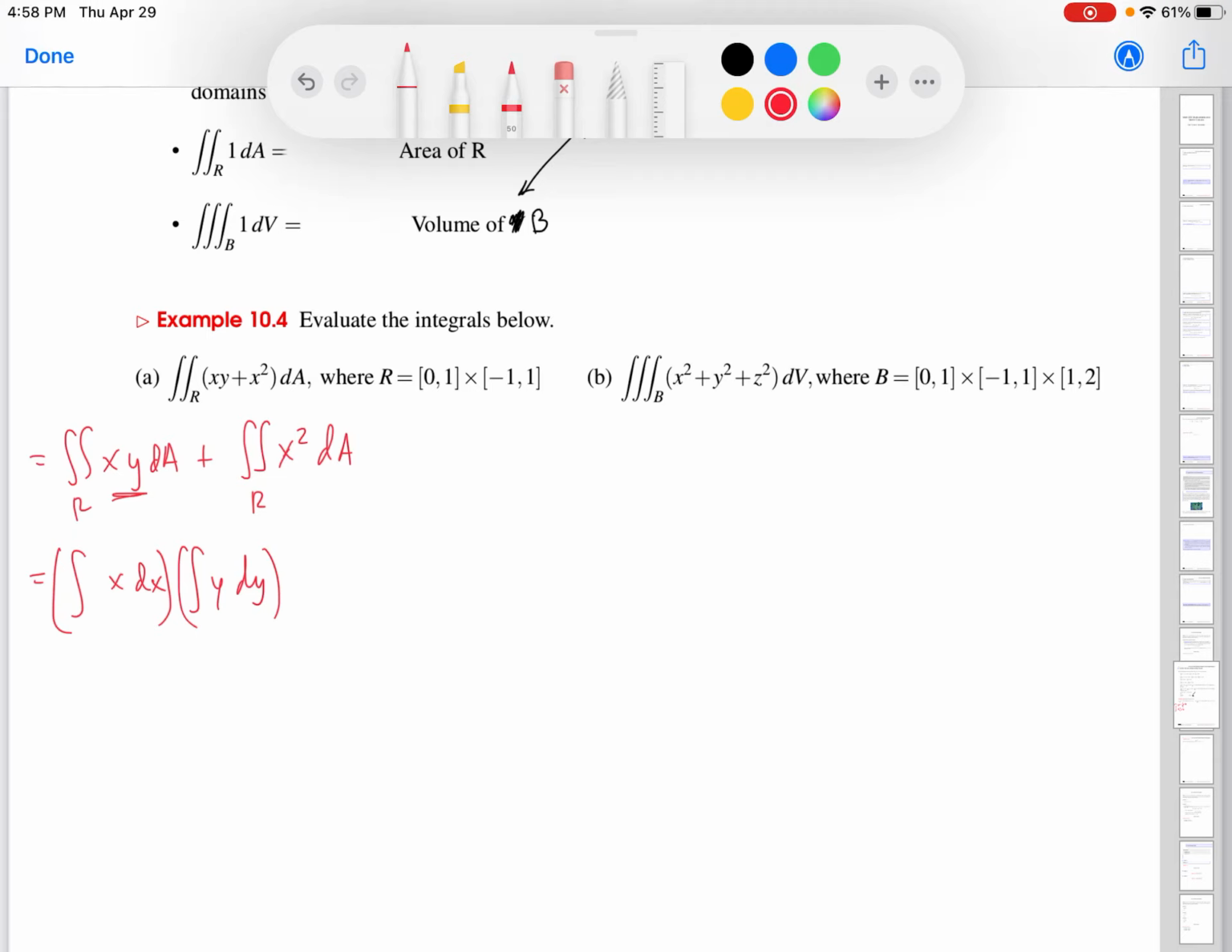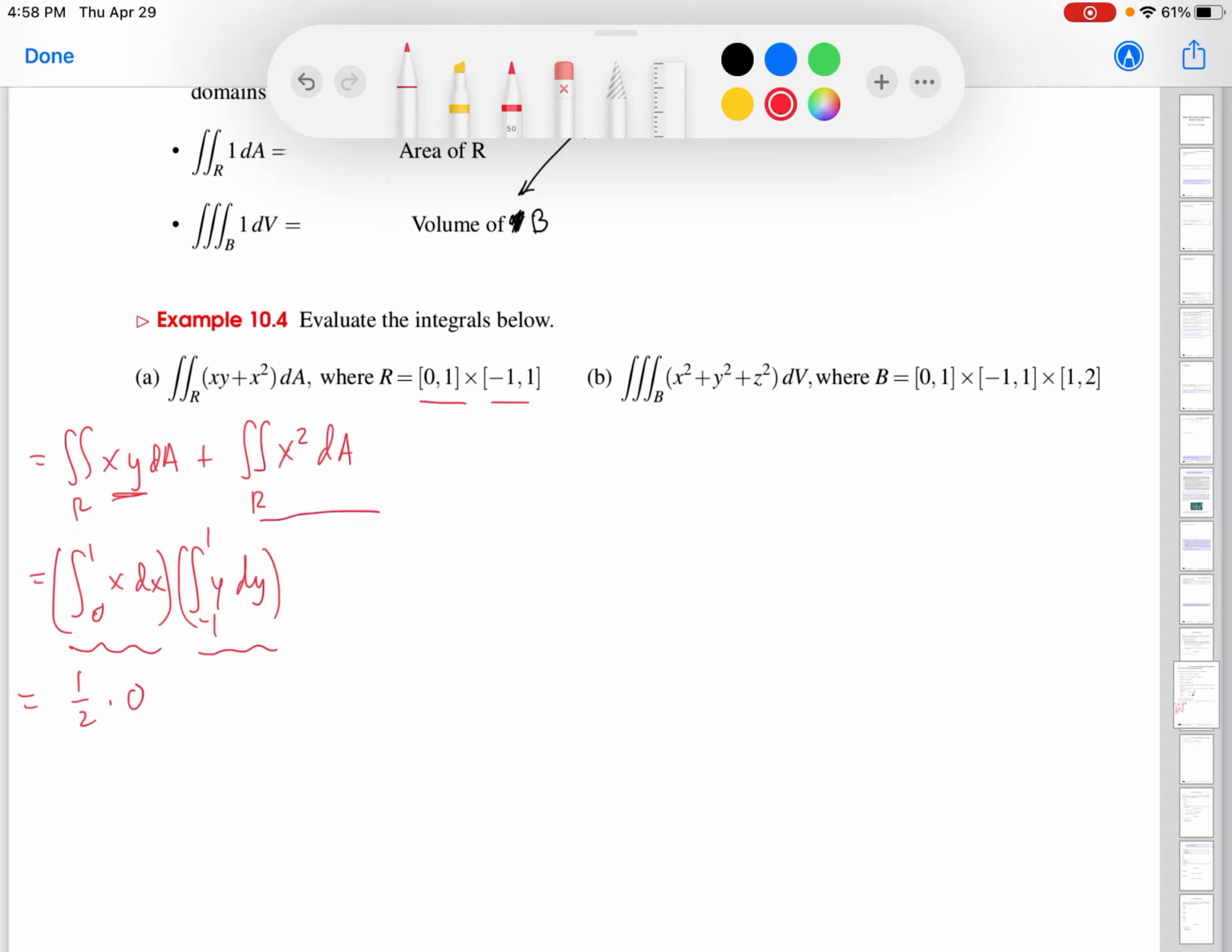And if we do that, then the integral here is from 0 to 1 in x, from -1 to 1 in y. And this integral yields x squared over 2, evaluated from 0 to 1. That gives me 1/2. And this yields y squared over 2, evaluated from -1 to 1. I get 1/2 minus 1/2, so I get 0. Okay, so that's going to multiply out to 0.